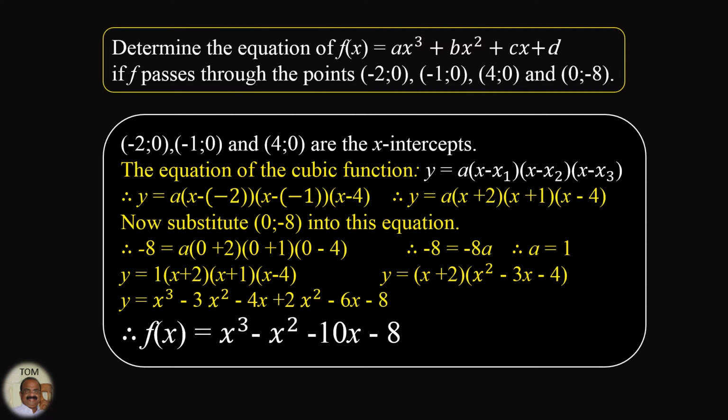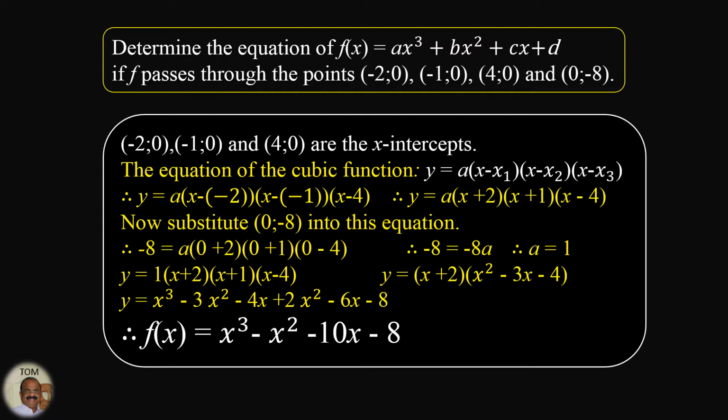Now we have x1, x2, x3. We substitute very carefully into this formula. x minus of minus 2, x minus of minus 1, and x minus 4. Be very careful. We get y = a(x + 2)(x + 1)(x - 4). Now the only unknown is a.